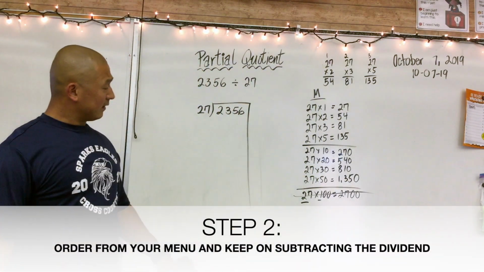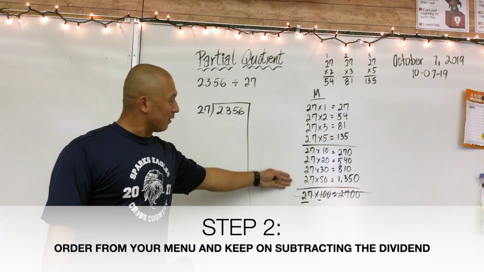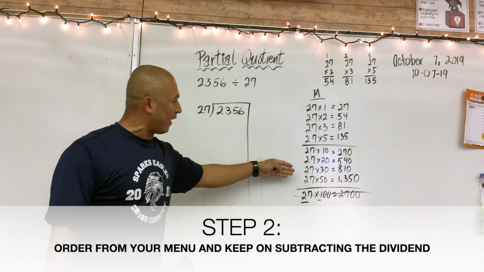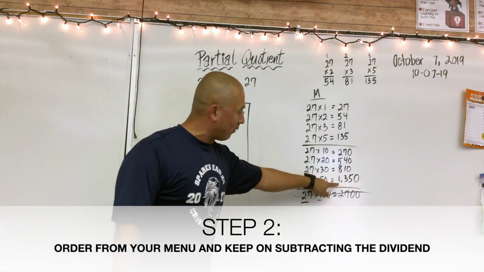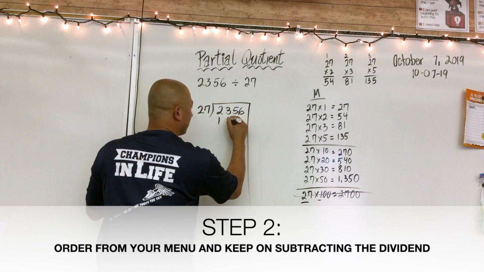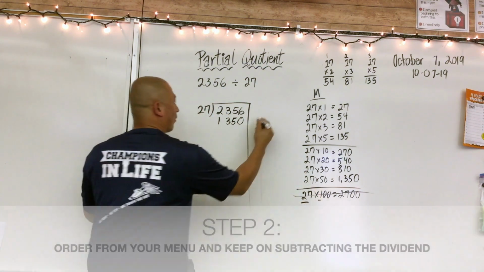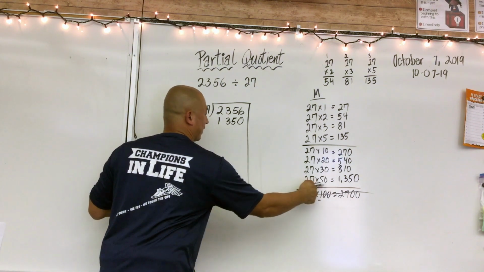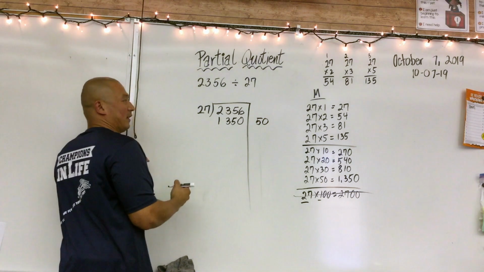Step 2. Next thing you want to do is what I call order from your menu. So you're going to look at your menu over here and you want to find the product that's closest to the dividend. In this case, it would be 1,350. So I have 1,350. And don't forget to write what you're ordering. And in this case, it would be 27 times 50. So I'll write my partial product on the side, which would be 50.